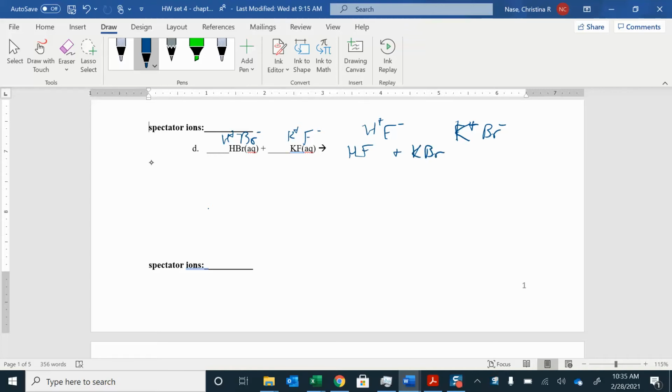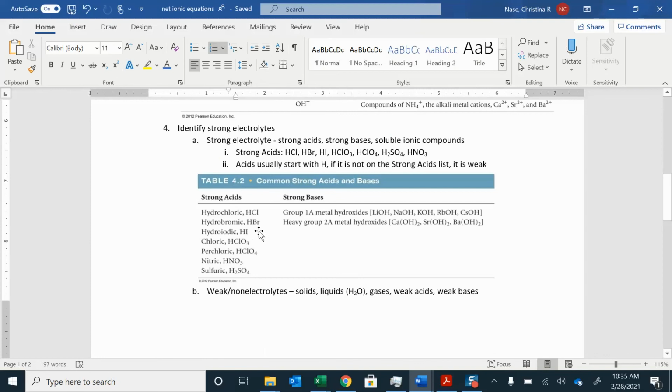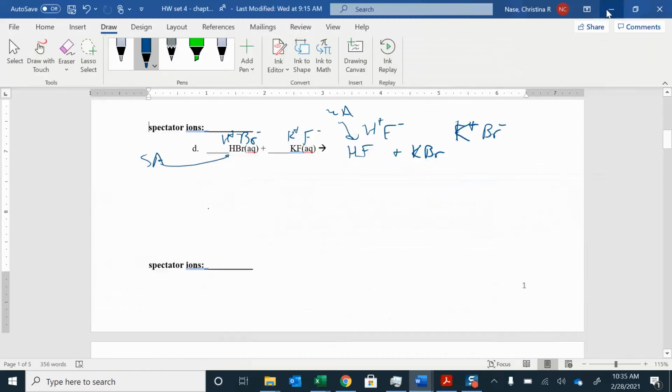Okay, so right away you should notice that HBr is an acid because it's got the hydrogen in front, and then over here you also have an acid. HBr is a strong acid, and HF is a weak acid. So we go to our table of strong acids and weak acids. You can see that HBr is a strong acid, and HF is an acid. It's got a hydrogen in front, but it's not on the list, so it's going to be a weak acid. And it doesn't have an OH after it, so we know it's not water. So that's going to be a weak acid.